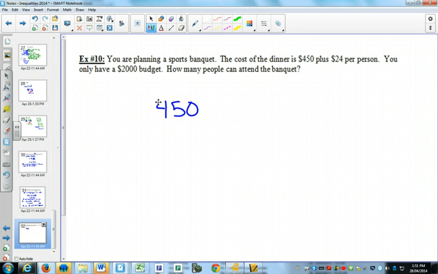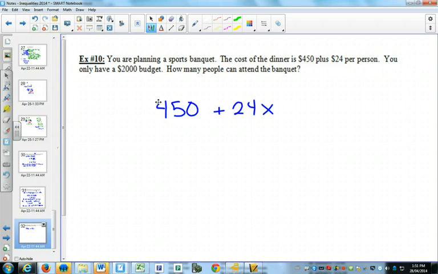So you're going to pay $450 no matter what. If only one person comes to the banquet, you would add another 24. If 2 people came to the banquet, you'd add 24 twice. Can you see that you can show the cost as 24 times X, depending on how many people come?